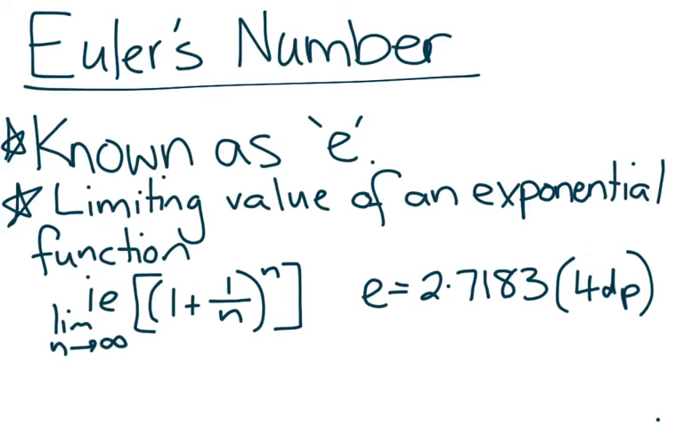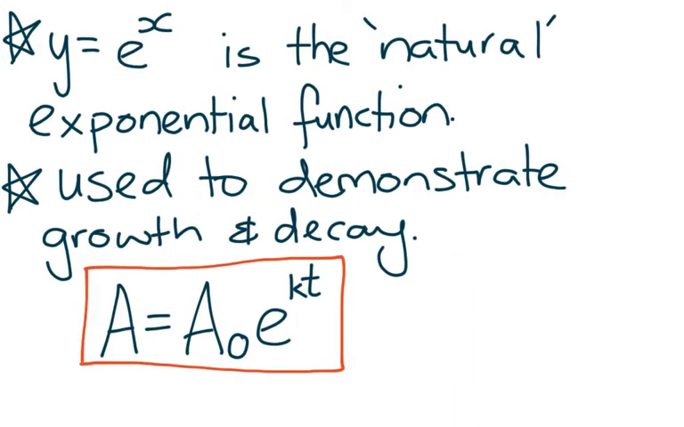Euler's number, known as e, is the limiting value of an exponential function. So as n approaches infinity in this particular case, we would end up with a value of 2.7183 to 4 decimal places, which is the e value.